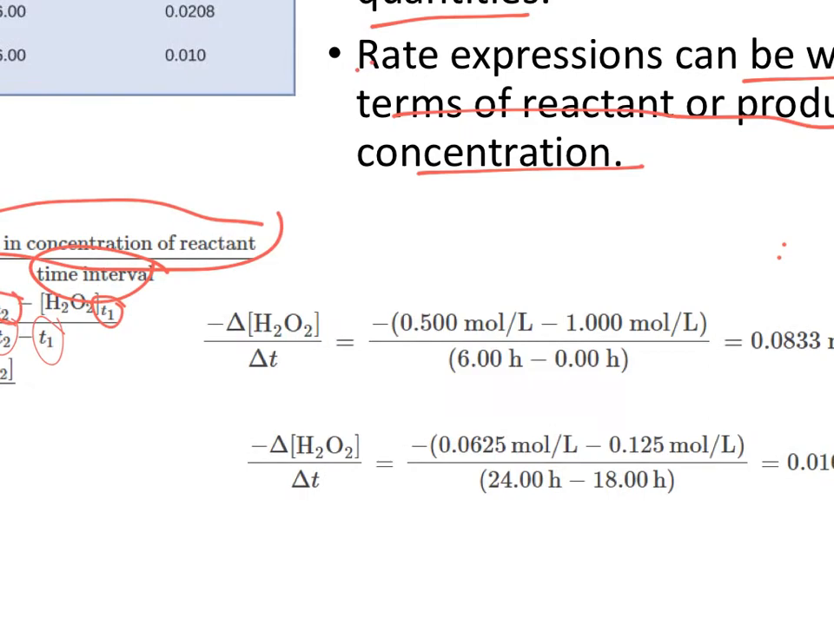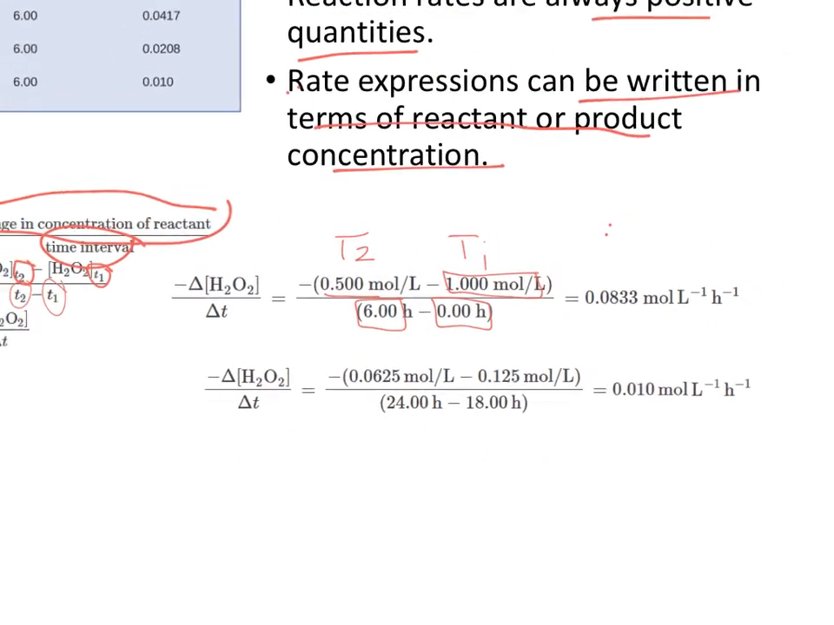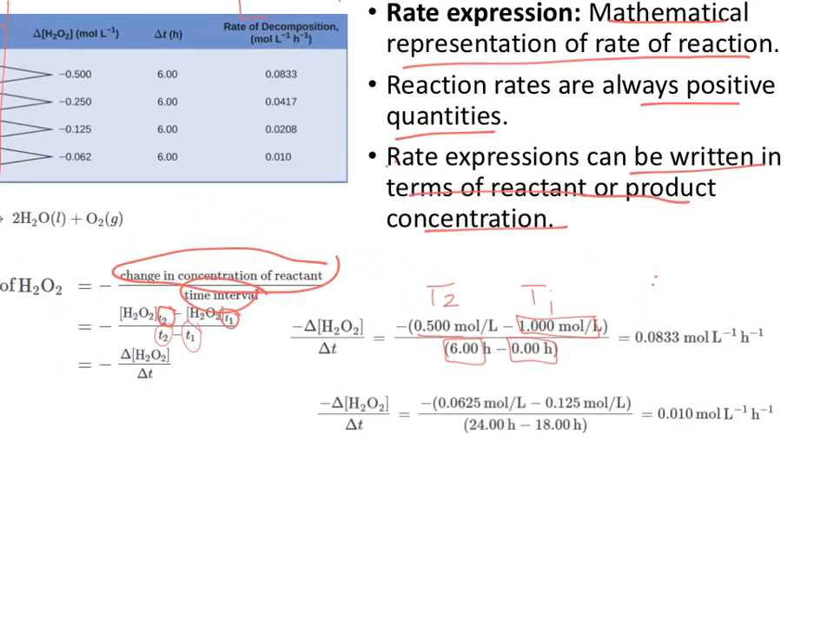Now let's look at that filled in. They actually took data from the table that we just talked about. At T2, our time point was 6 hours, and we had 0.5 molar of our hydrogen peroxide. And then our initial was at time point 0, and we had 1 molar of our hydrogen peroxide. So at this point in time, our rate of decomposition was 0.0833 mole per liter per hour.